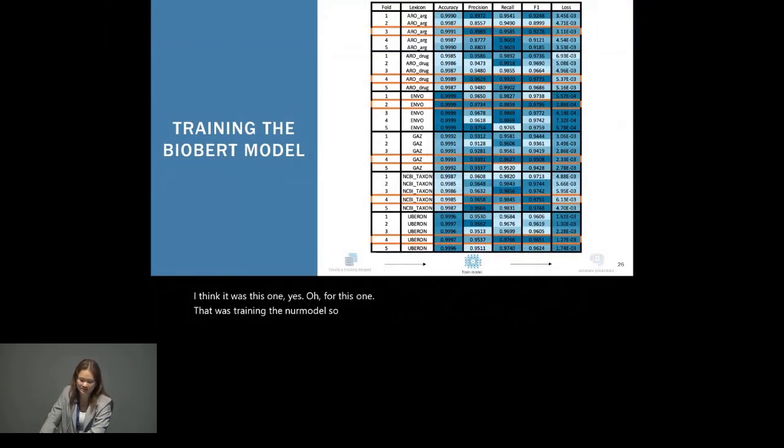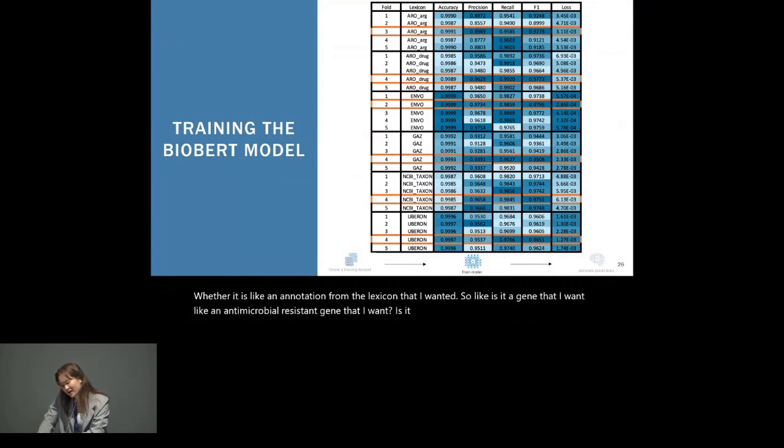So extracting out the entities. Whether it is or it is not an annotation from the lexicon that I wanted. So is it a gene that I want, like an antimicrobial resistance gene that I want? Is it an antibiotic? What environment is it coming from? Hospital, wastewater treatment plant, things like that.